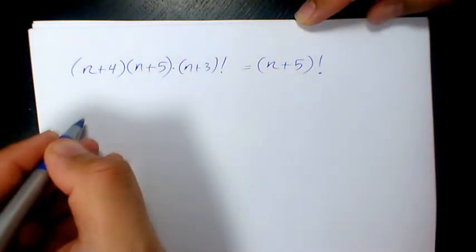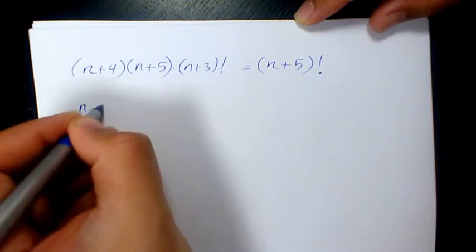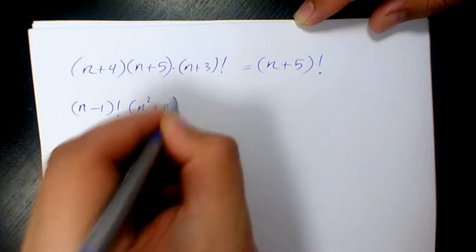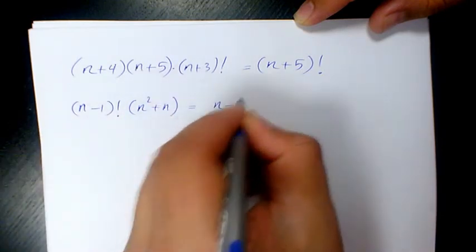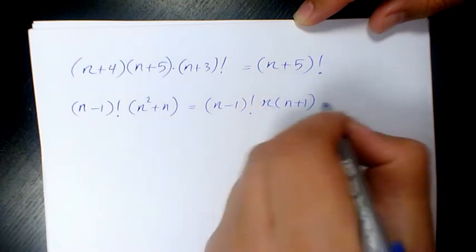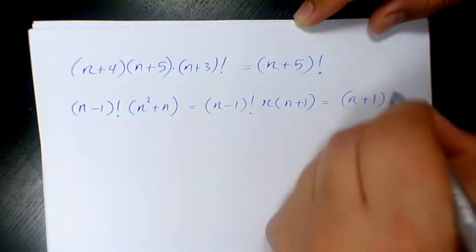Next one is going to be (n minus 1) factorial times (n squared plus n) factorial. That's going to make it (n minus 1) factorial. When you factor that, that's going to be n times (n plus 1). So it's going to leave me with (n plus 1) factorial.